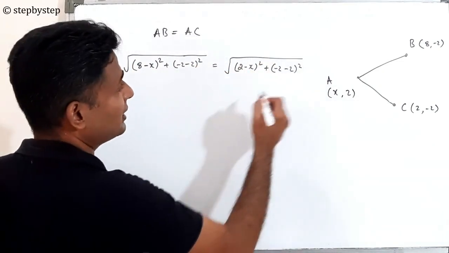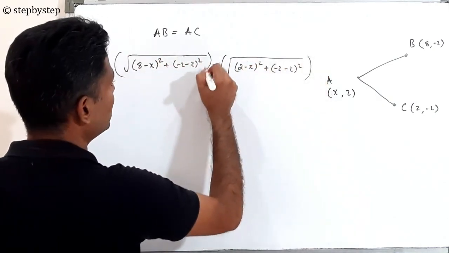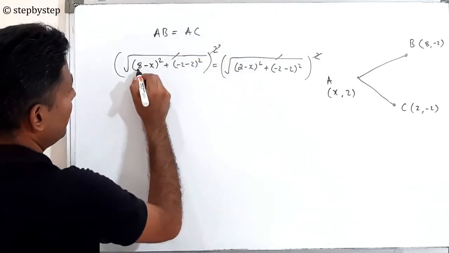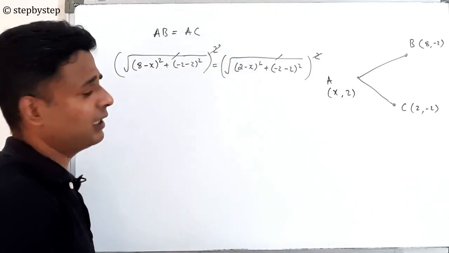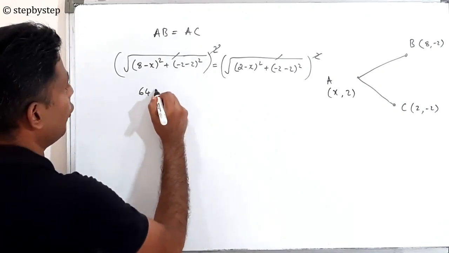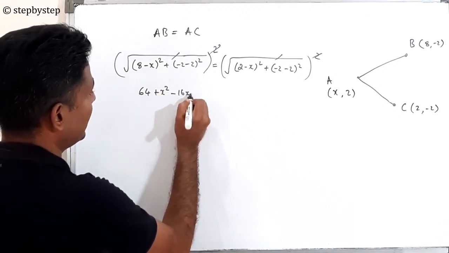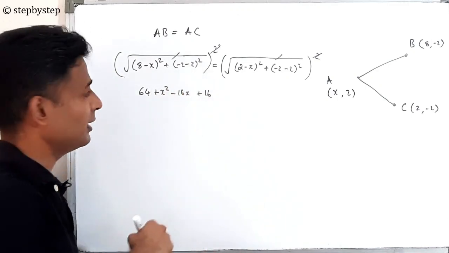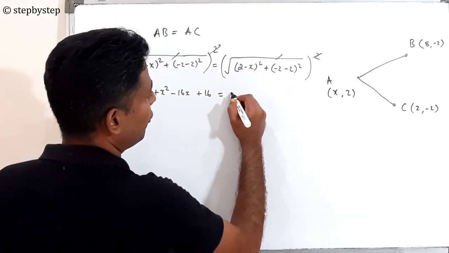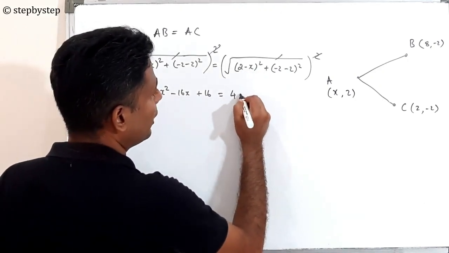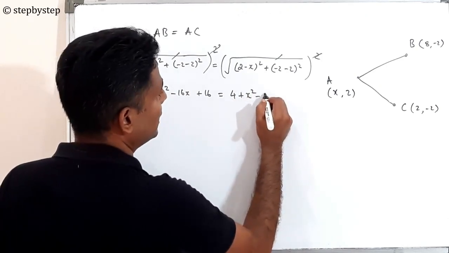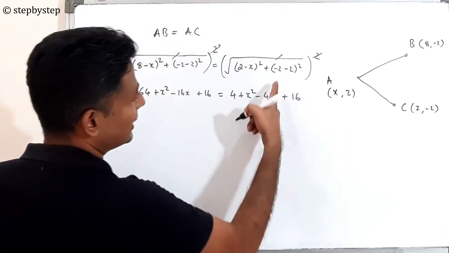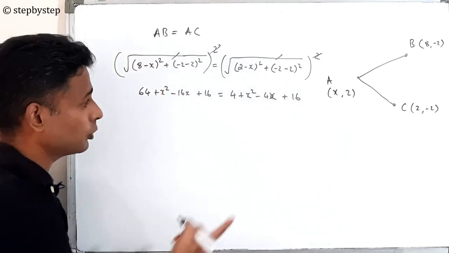Now it's whole square on both sides, so what I'll do, I'll square on both sides, right? So square and square root will get cancelled. Here we have 8 minus x whole square, again a minus b whole square formula. So it will become 64 plus x square minus 16x, and this will become plus 16, minus 2 is minus 4 square is plus 16, equal to again a minus b formula for 2 minus x. So a square plus b square minus 2ab will become 4 minus 4x plus x square, and again it will become plus 16, minus 2 minus 4 square, plus 16.